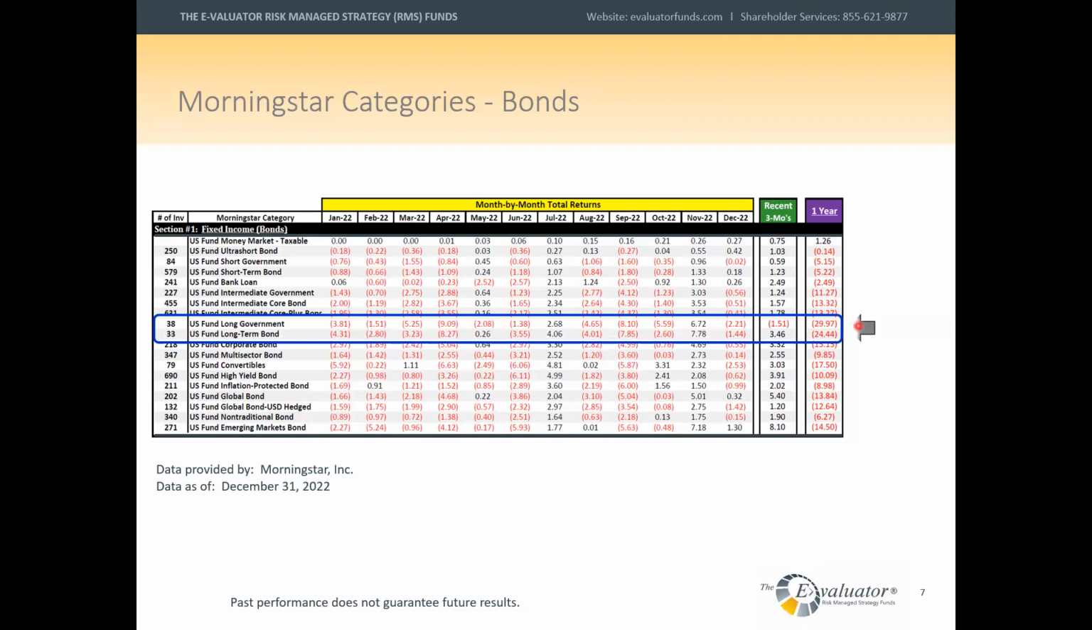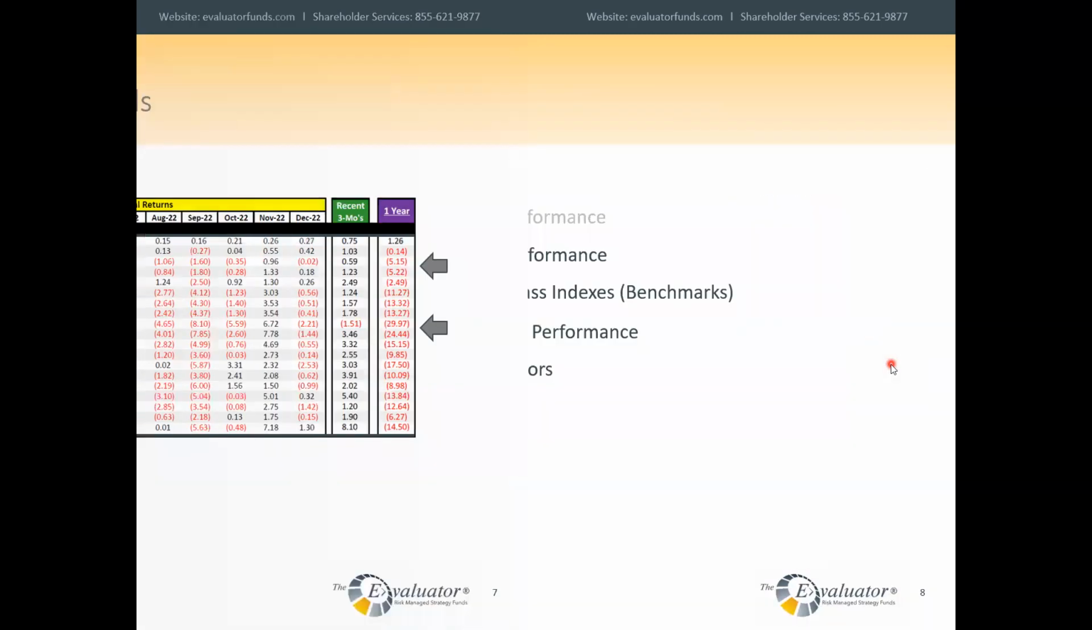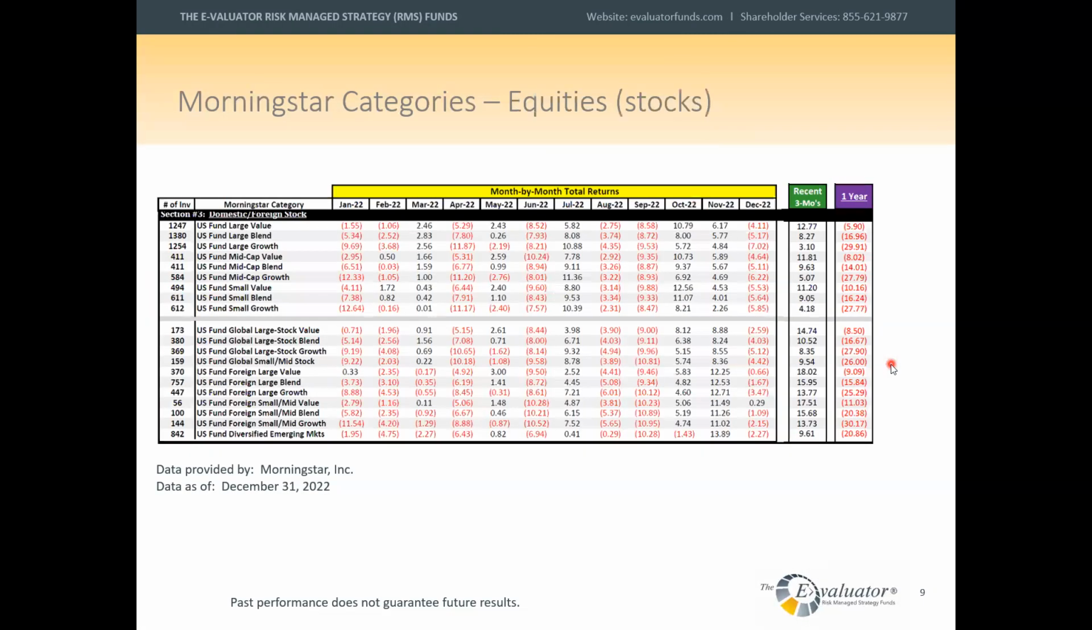What we did early on last year is we shifted all of our fixed income duration holdings into a more short-term duration. So we have holdings in ultra short, short-term, and bank loan. Now, we weren't able to avoid a loss for the year, but our losses were much less significant than if we would have kept that money in intermediate duration bonds or long-term bonds. So now let's look at the stock market.